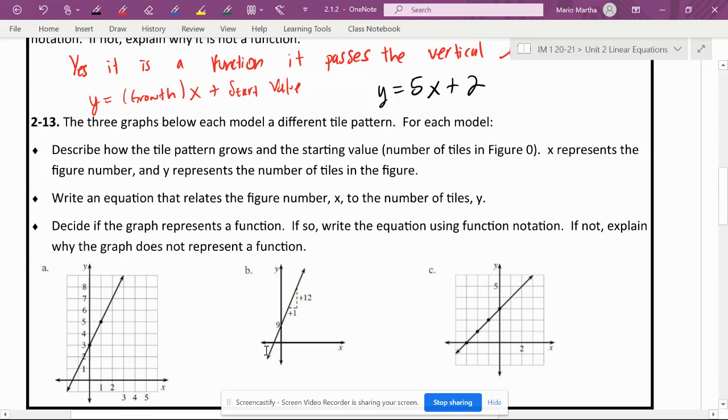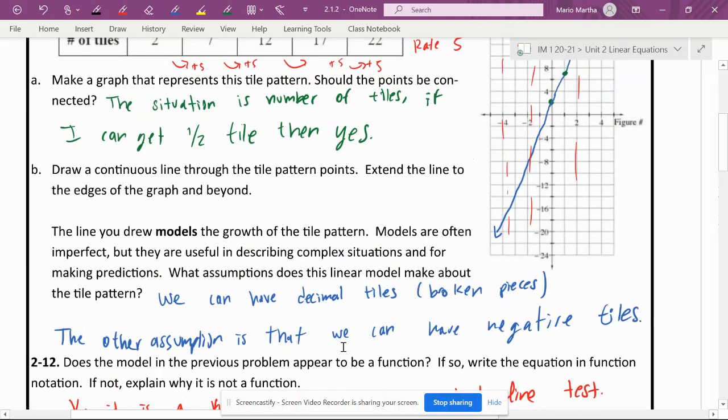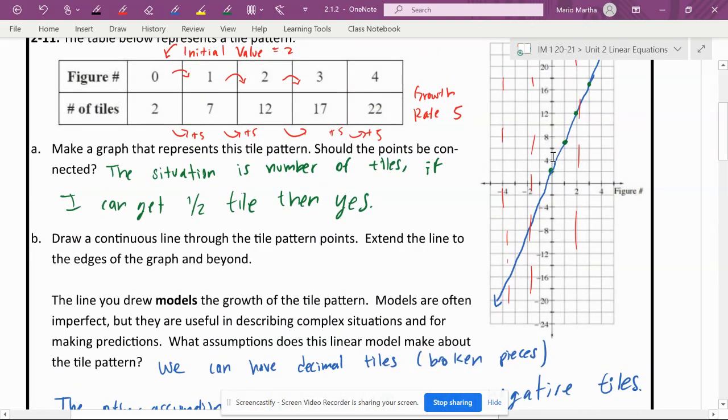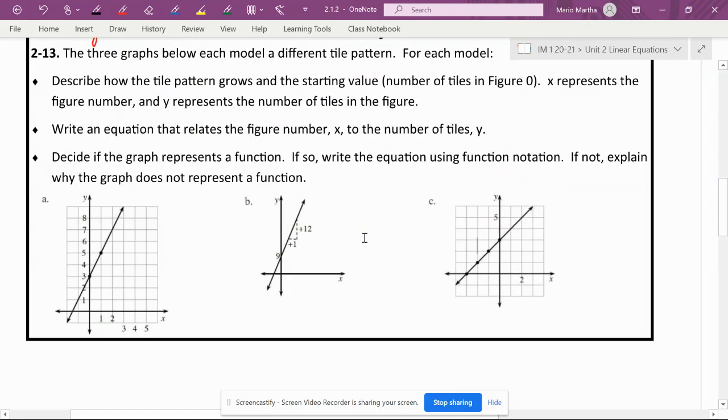So here, again, if you notice from the previous graph, our starting value is pretty much where it crosses the y-axis. So let's look at that first. We can see that our figure 0, or starting value, has 3 tiles. And then our growth rate, so how much are we increasing by? For figure 1, we go 1 to the right, and then we're increasing by 2 each time we go 1 to the right. So we can say that our growth rate equals 2.